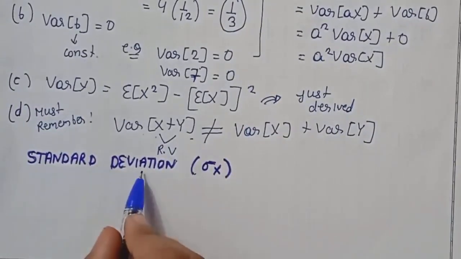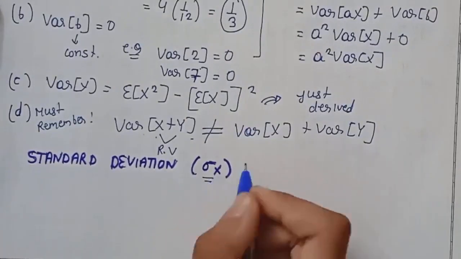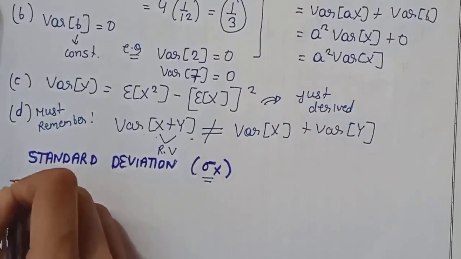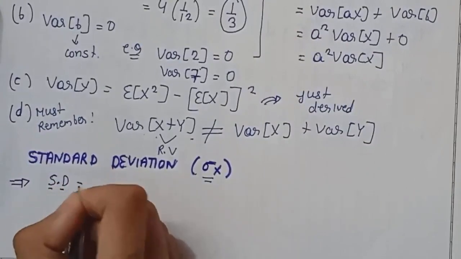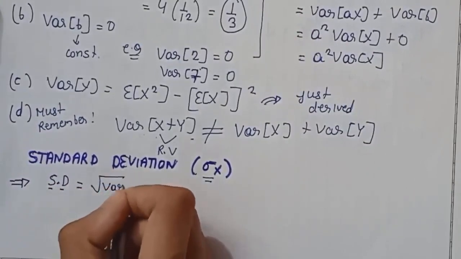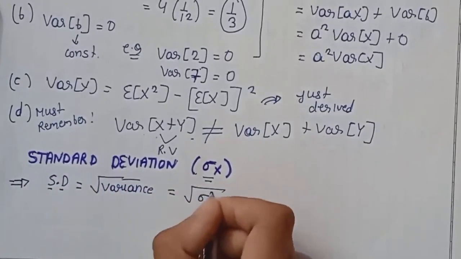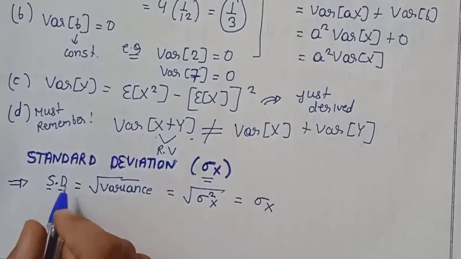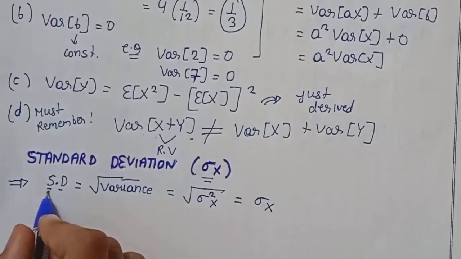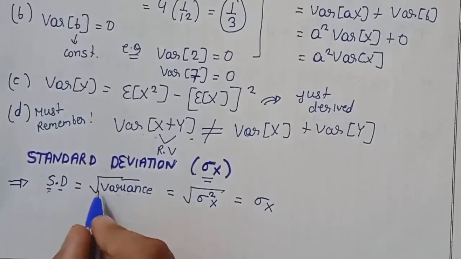Now, standard deviation of a random variable. It is denoted by the symbol sigma x. Here you must note that the standard deviation is equal to root of variance, equal to root of sigma square x, which will come out to be sigma x. If someone asks you to calculate the standard deviation of a random variable, then first you will find its variance and then take the square root of that to get your answer.